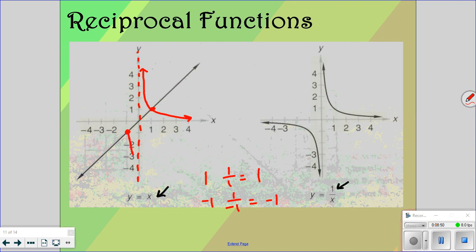So you're going to approach the asymptote and approach the x-axis. So that's how the graph on the right can be found.